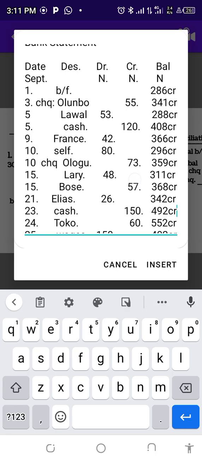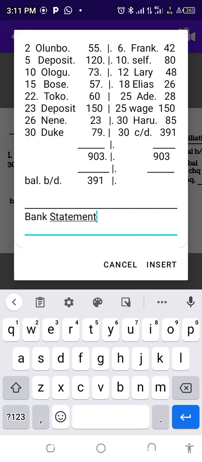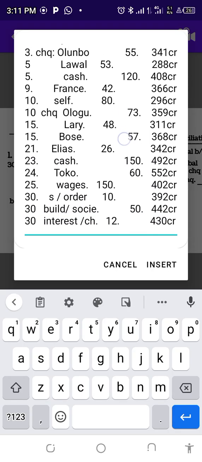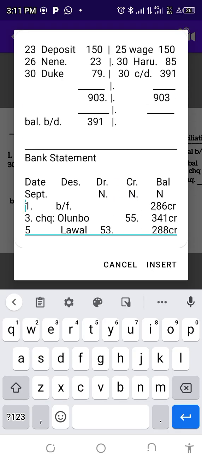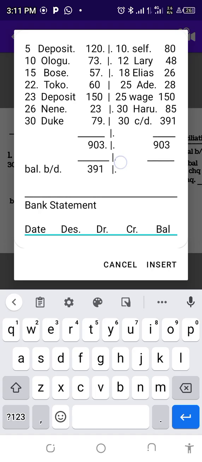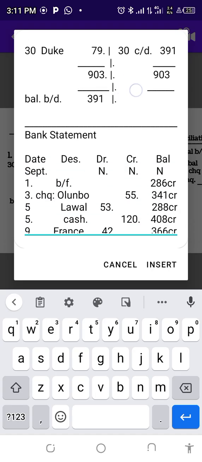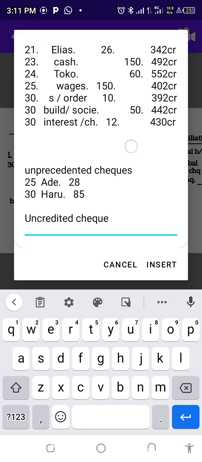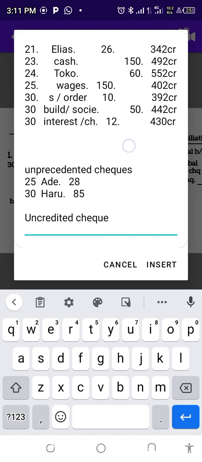Now let's go further. After Ade, we have wages, 150. Is wages there? 150 is there. Then what else do we have? Haru is 85. Is Haru there? No, Haru is not here. So we have gotten another unpresented cheque, which is what? Haru. So the unpresented cheques in this question are two: Ade 28, then Haru 85.